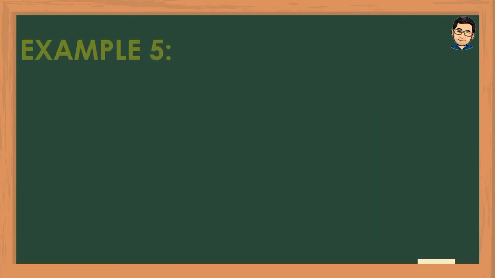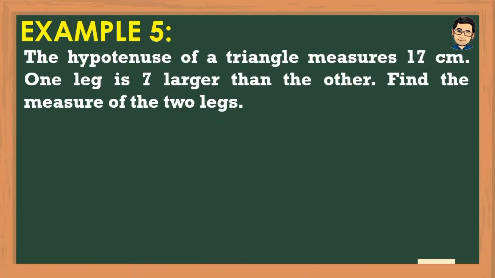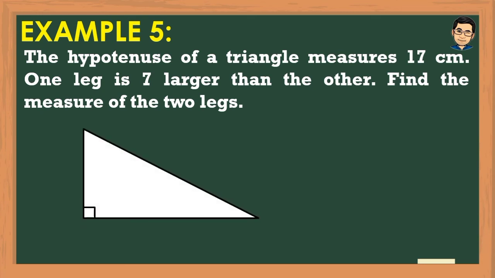So, for the next problem, number 5, the hypotenuse of a triangle measures 17 centimeters. One leg is 7 larger than the other. Find the measure of the two legs. Okay, by the way, when we say hypotenuse, this is the largest side of a right triangle. So, present lang po yung hypotenuse kapag right triangle po ang pinag-uusapan.